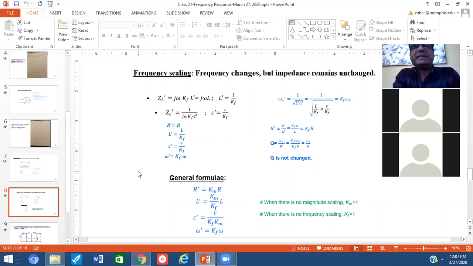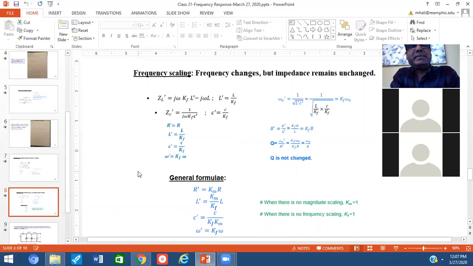Now look at the frequency scaling. This means frequency will change, but impedance will remain unchanged. So everybody see the topmost bullet. Frequency scaling means you are now playing with the frequency, but you have to keep the impedance value the same. It's pretty interesting.